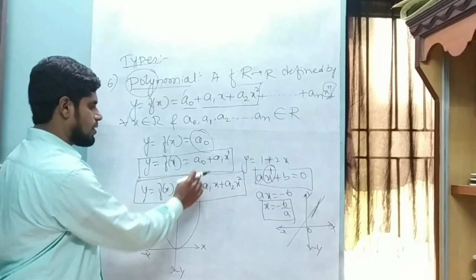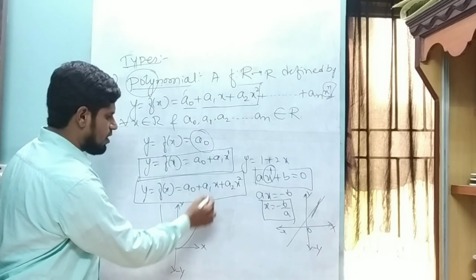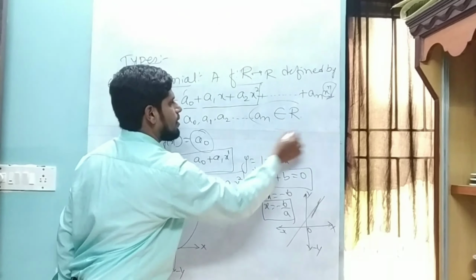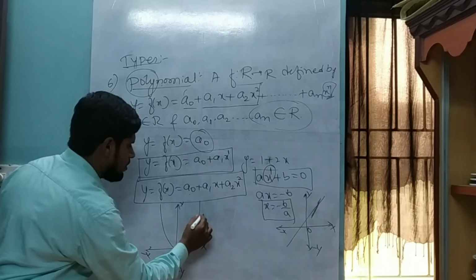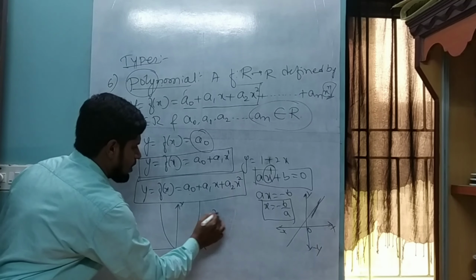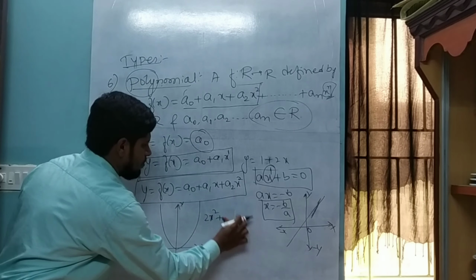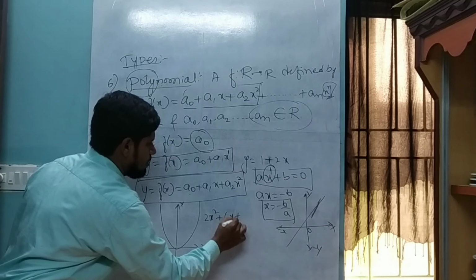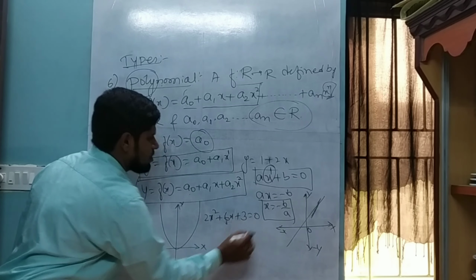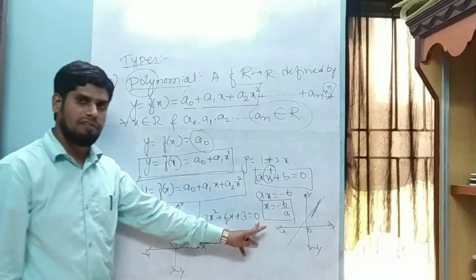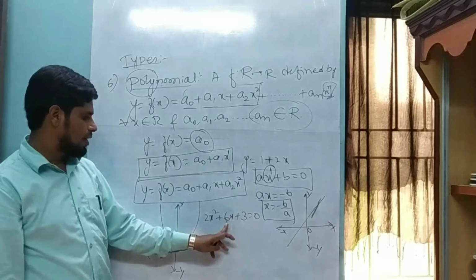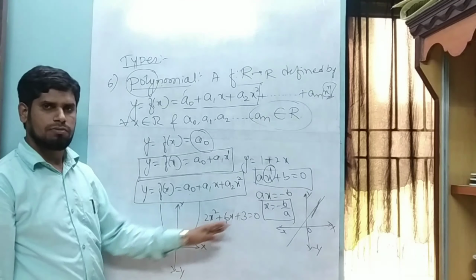And then how to solve this? Here a0, a1, a2 are any constants. As I said, they are real numbers. For example, 2x square plus 6x plus 3 is equal to 0. See, it is a quadratic equation where a0 is 3, a1 is 6, a2 is 2.